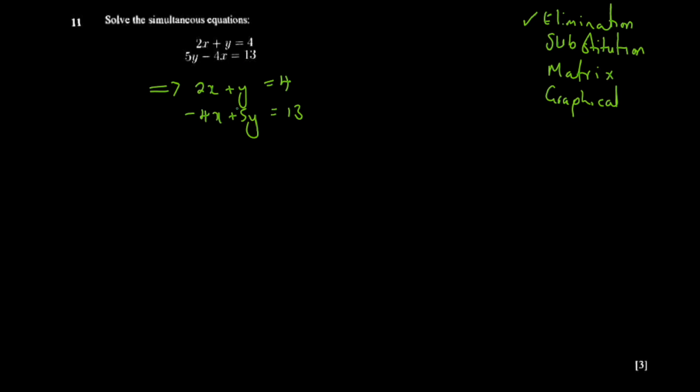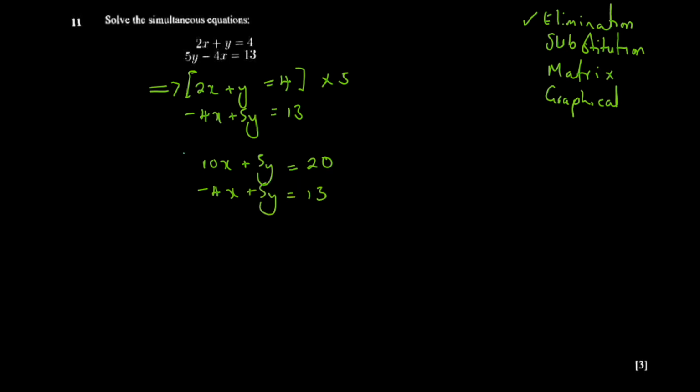If you want to match for y, you have to have 5 here, since we have 5 there. How can we do that? We can multiply by 5. The trick is that you have to multiply the whole equation by 5. So 2x plus y times 5 gives 10x plus 5y equals 20. And here you get negative 4x plus 5y equal to 13.